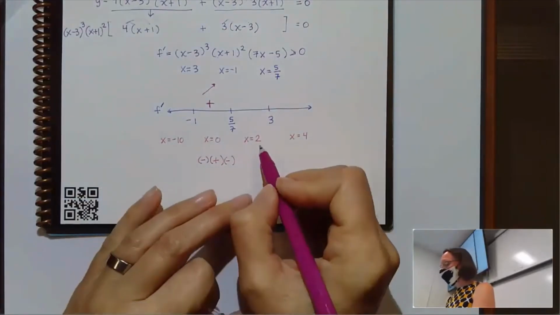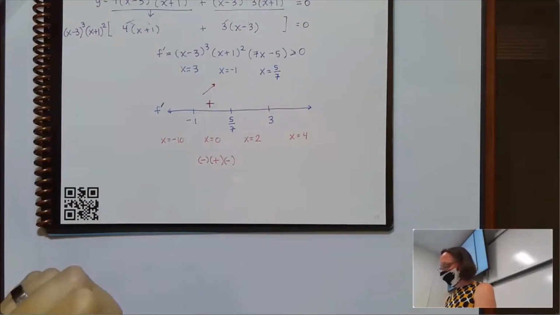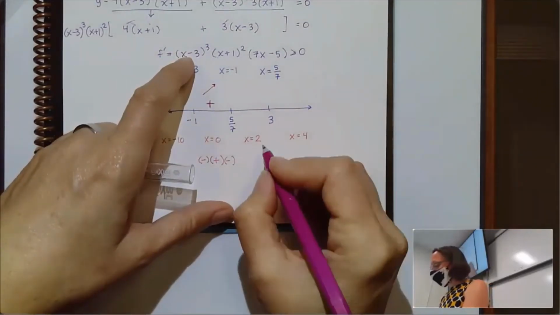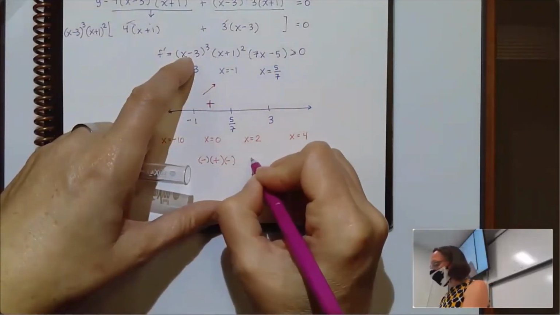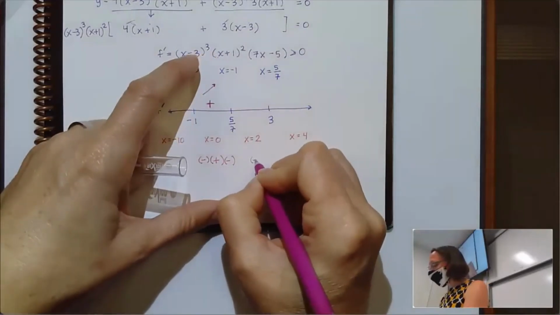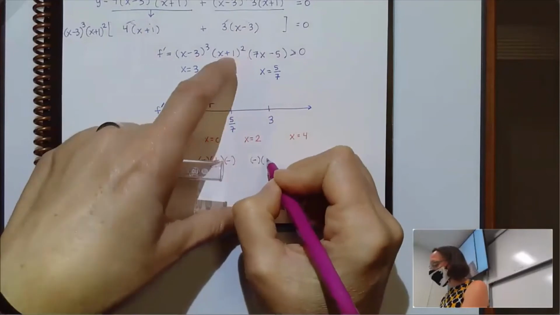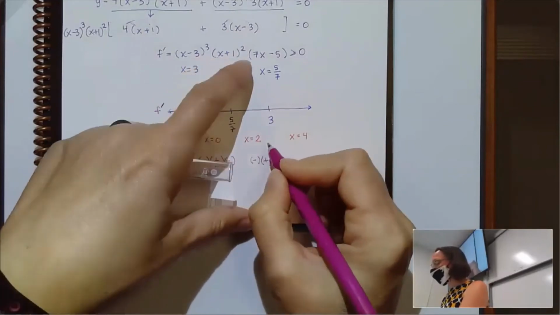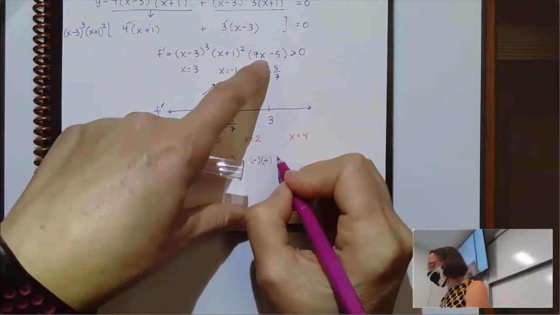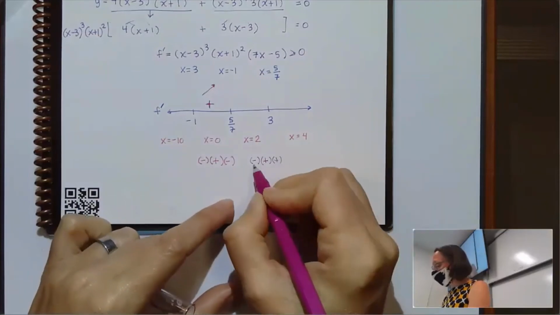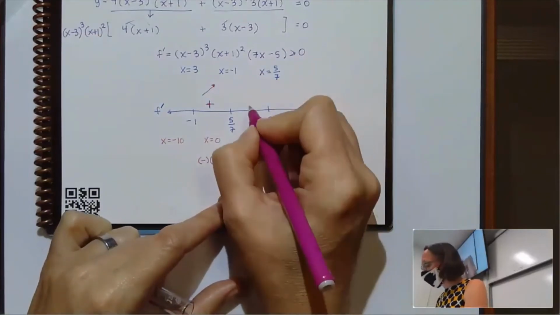If I plug in 2, 2 minus 3 is a negative number, and if I cube it, it's still negative. 2 plus 1 is a positive number. If I square it, it's still positive. When I plug in 2 over here, I've got 7 times 2 minus 5, whatever, is positive. A negative times a positive times a positive, that's going to make that negative.